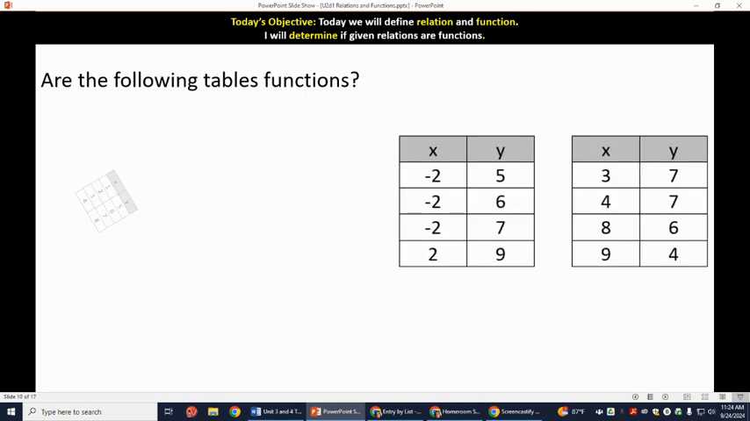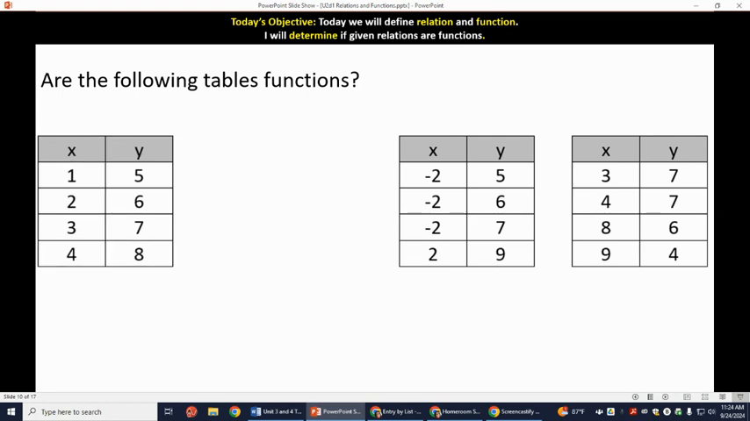So it says, are the following tables functions? I didn't get those animated, that's okay. Look at the first one right here. All we really worry about are my inputs. They cannot repeat and go to different things. Are all my inputs different? Yes, so 1 only goes to 5, 2 only goes to 6, 3 only goes to 7, 4 only goes to 8. Yes, that is a function.